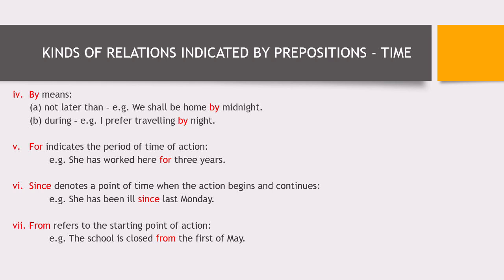5. For indicates the period of time of action. For example, she has worked here for 3 years. 6. Since denotes a point of time when the action begins and continues. For example, she has been ill since last Monday. 7. From refers to the starting point of action. For example, the school is closed from the 1st of May.